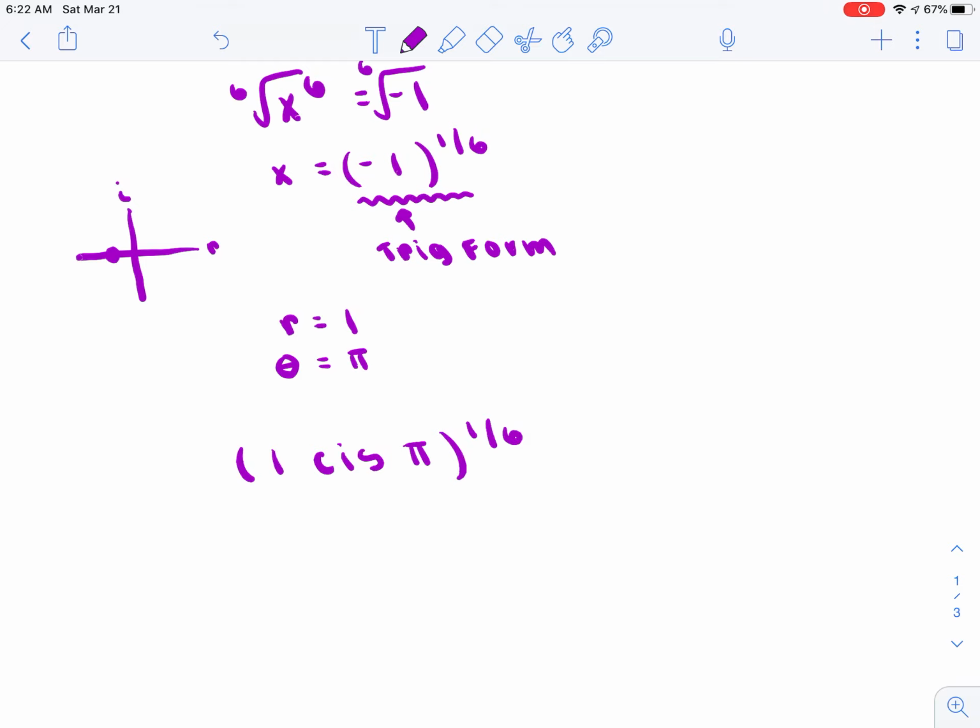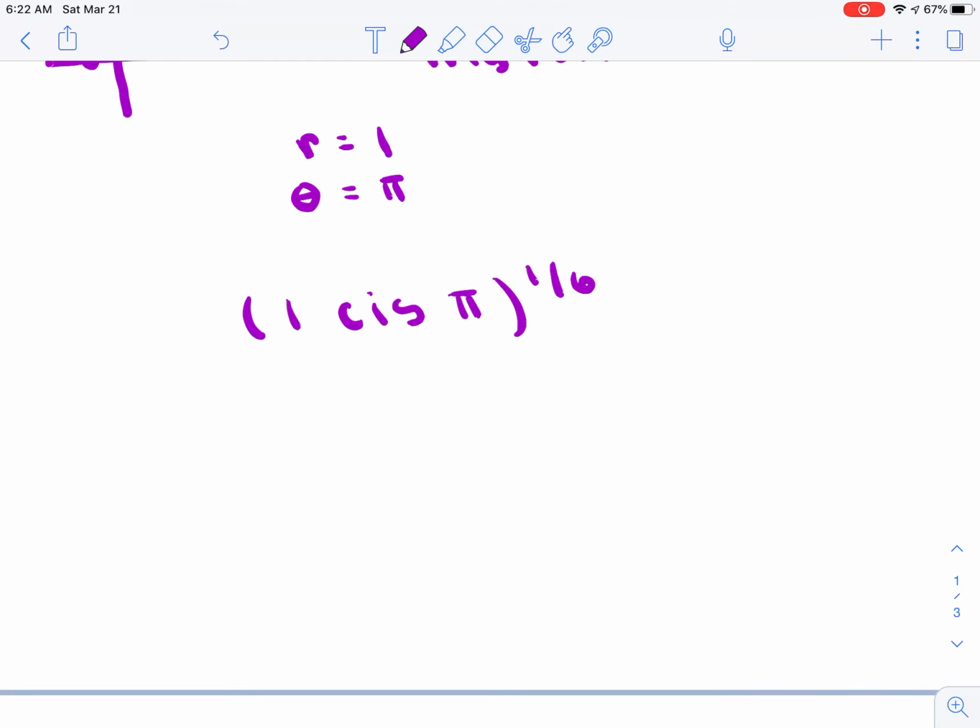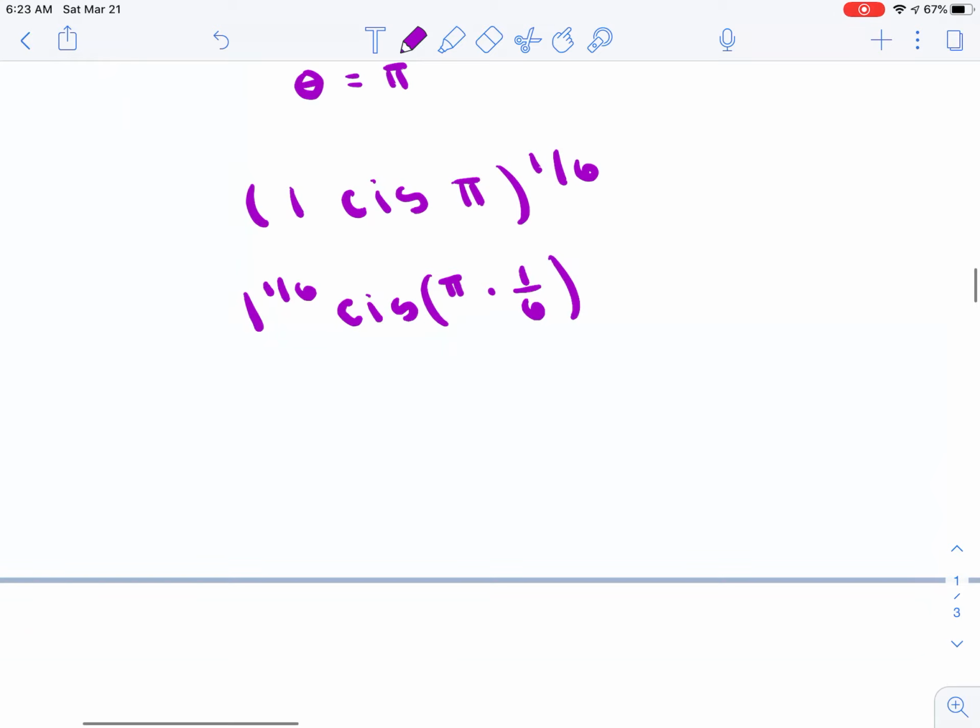So notice now I am in trig form. Now, once you get this in trig form, I can use de Moivre. De Moivre says to take that number in front and raise it to that power. And then we're going to take the angle and multiply it by that power. So 1 to the 1/6 power is just 1, but then we're going to get the cis pi over 6.